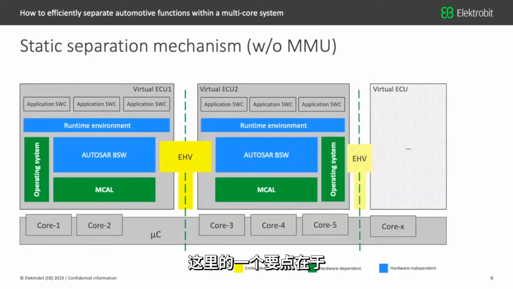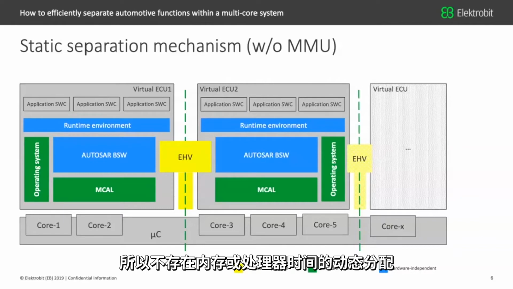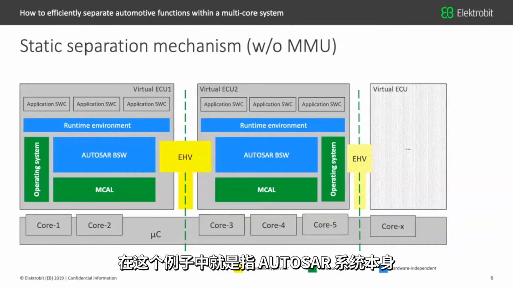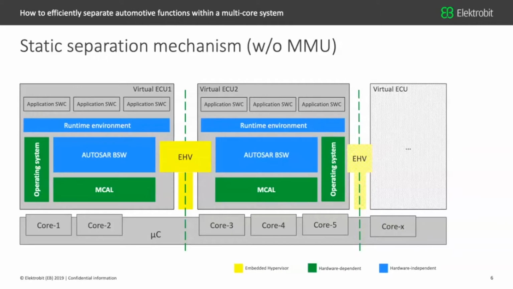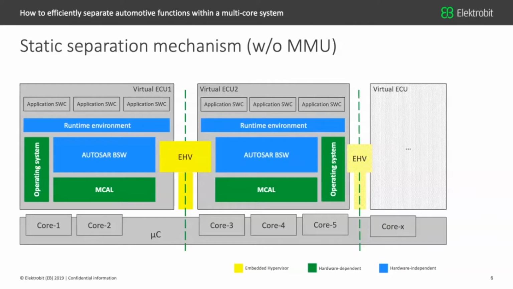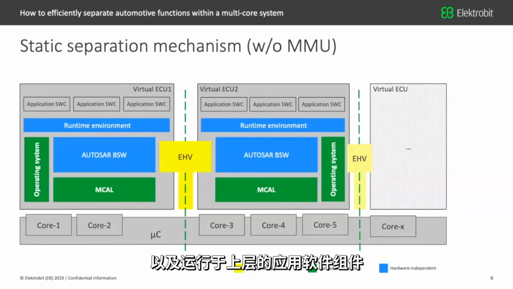An important part here is that this is a static system, so there's no dynamic assignment of memory or processor time. That means that each virtual ECU looks like its own, in this case, AUTOSAR system in itself. That's the reason why we see an operating system in each virtual ECU, in each partition, its own MCAL, the whole AUTOSAR basic software which is needed, a separate runtime environment, and then on top we have our application software components.